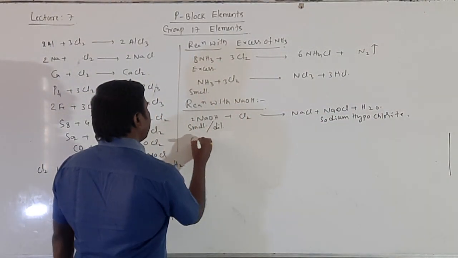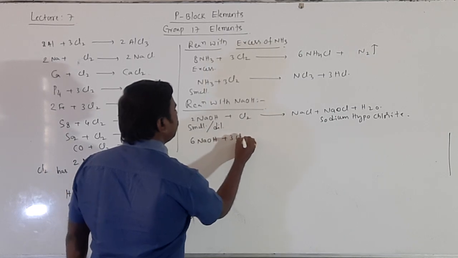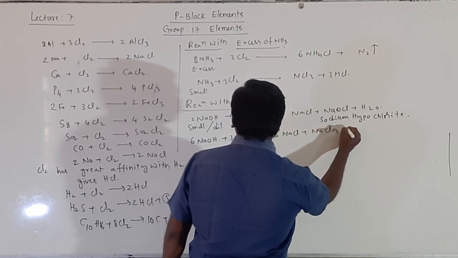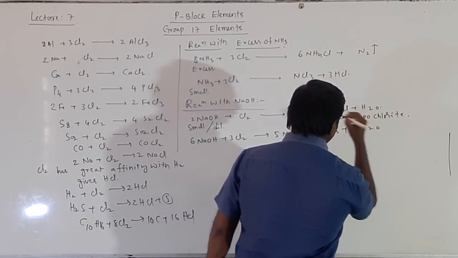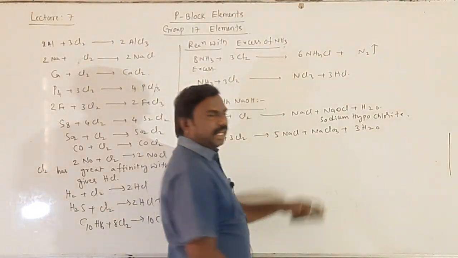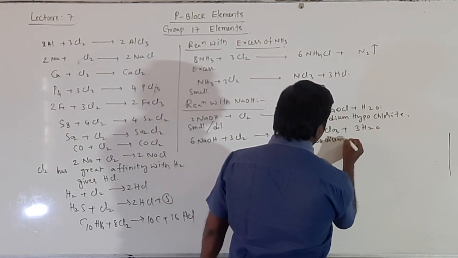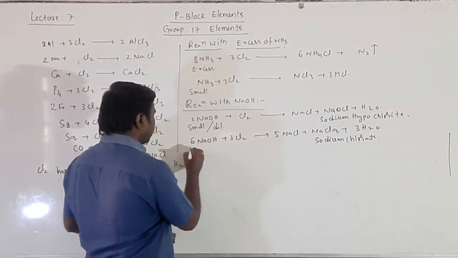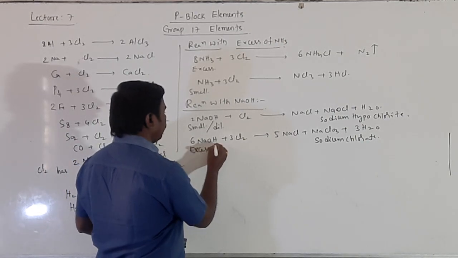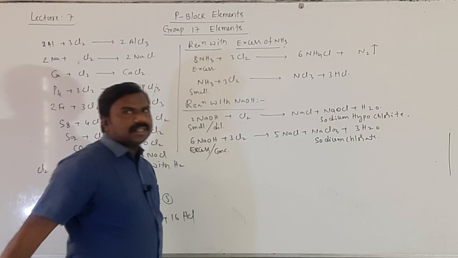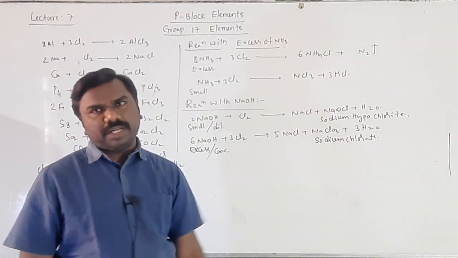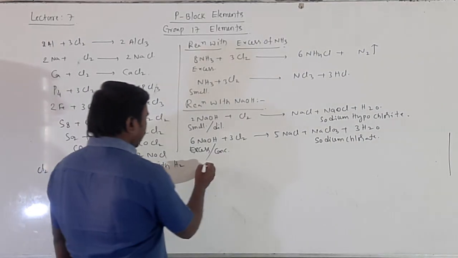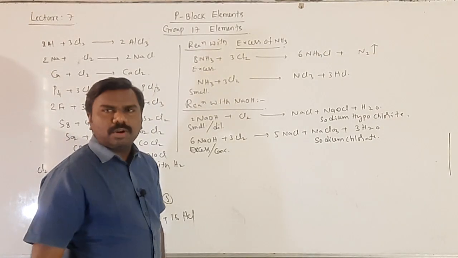Next, 6 NaOH plus 3 Cl2 gives rise to 5 NaCl plus NaClO3 plus 3H2O. Sodium chloride plus sodium chlorate it is. This is an excess of NaOH, also called concentrated NaOH. Products are different, but reactants are the same. Very, very important.